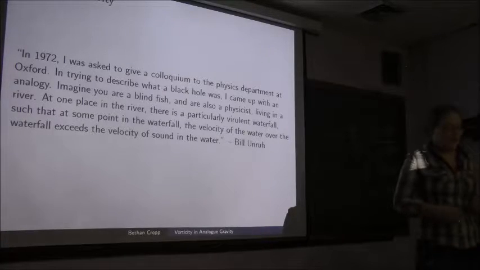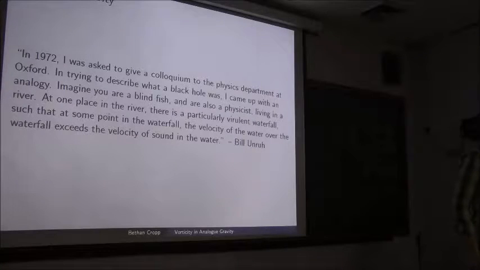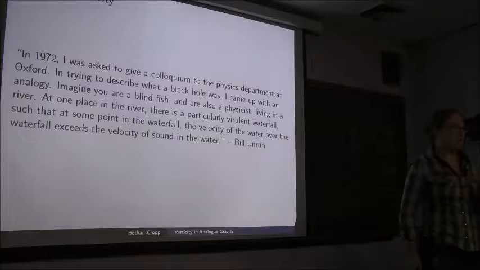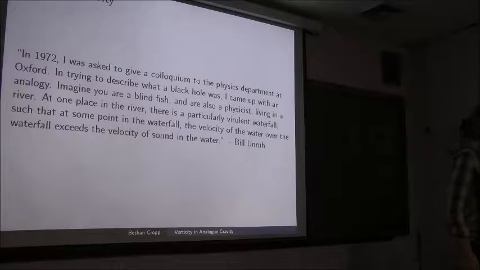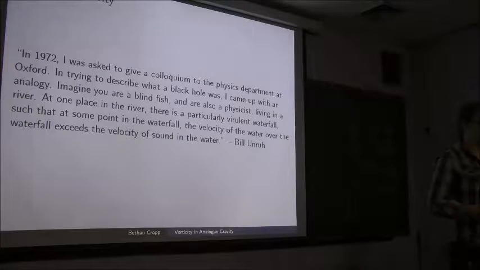Okay, the origins of analog gravity really go back as far as the 1920s to people like Gordon and Moncrief, who were considering fluids moving in non-trivial space-time, say around stars. But the real modern implementation of this idea came with Bill Unruh. He was giving a talk back in the 1970s, and he was trying to explain what a black hole was. This was about the time people were really realizing that black holes were interesting astrophysical objects and were starting to take them seriously.